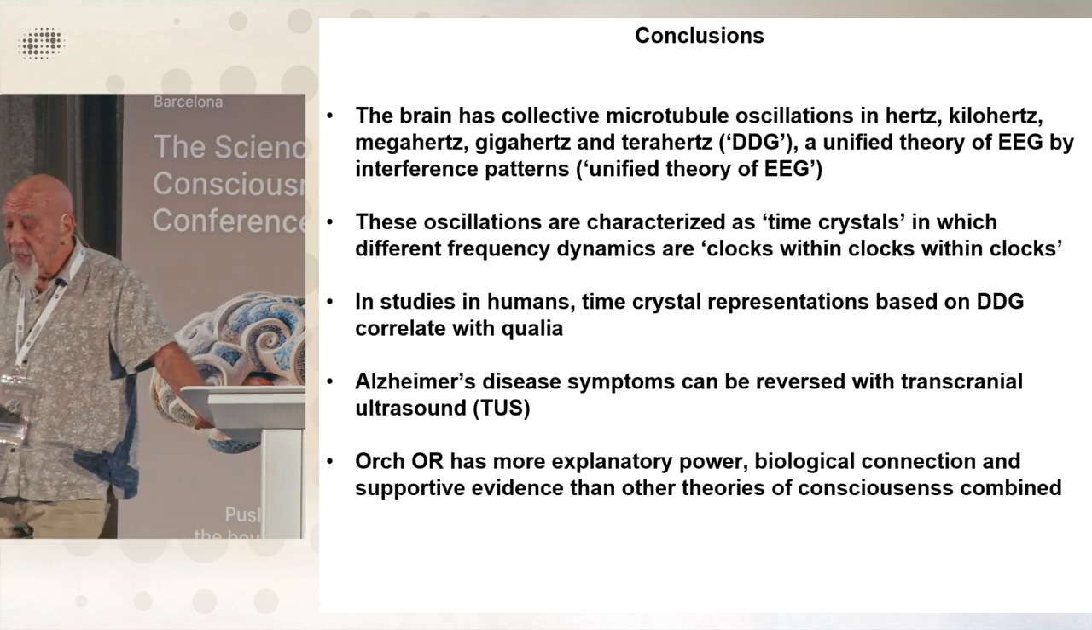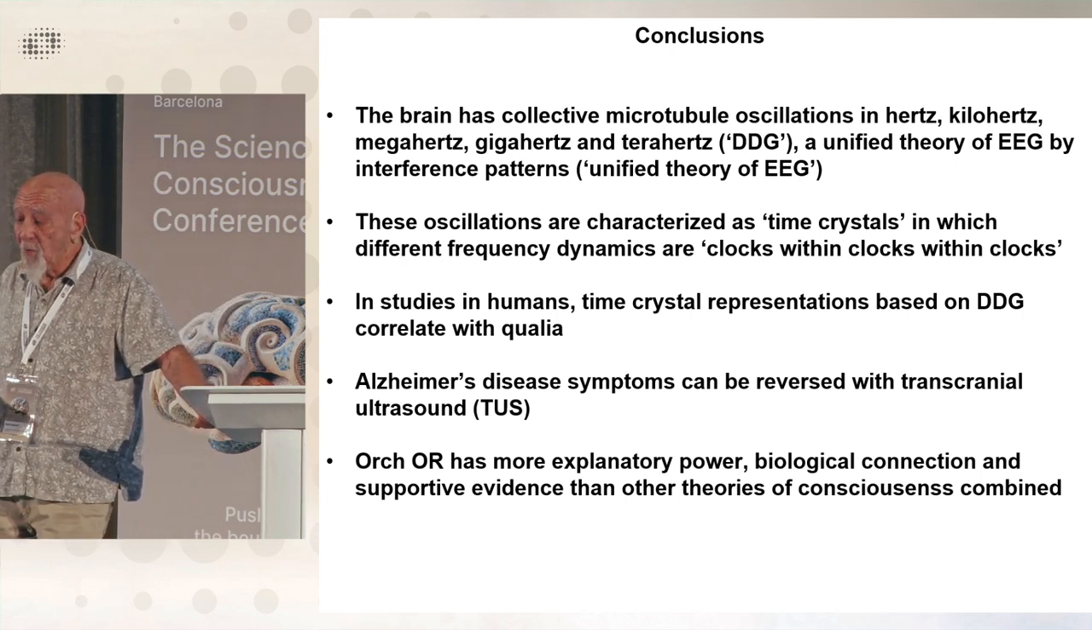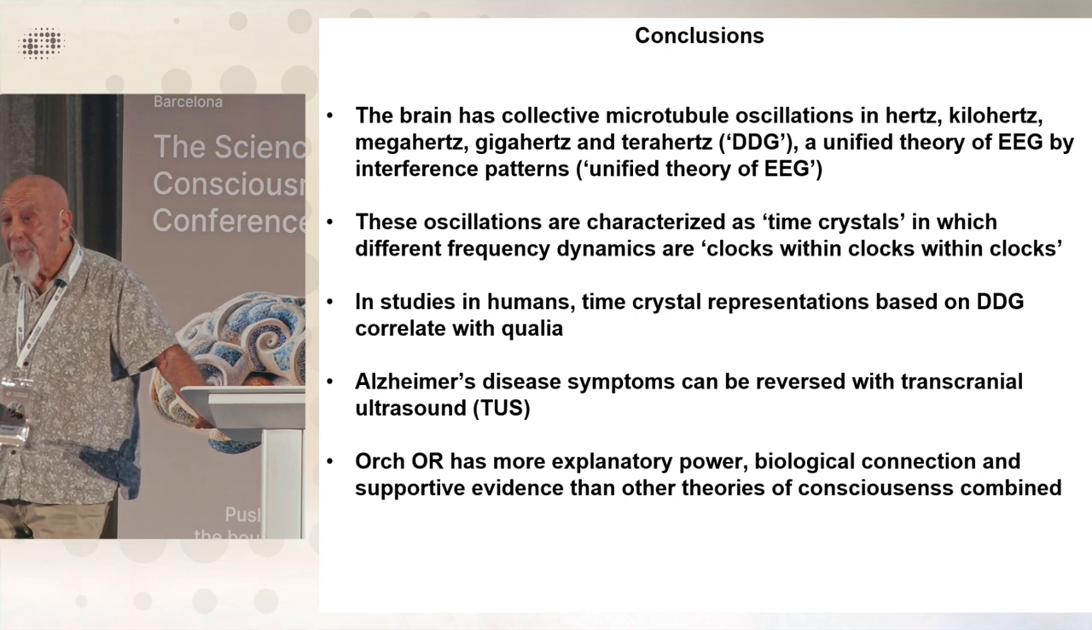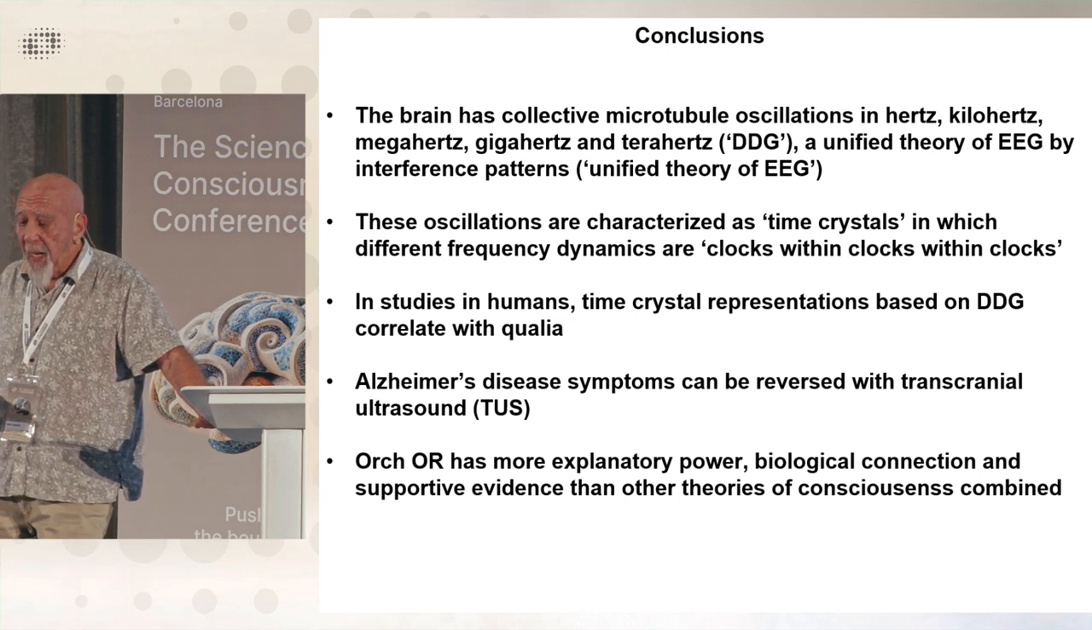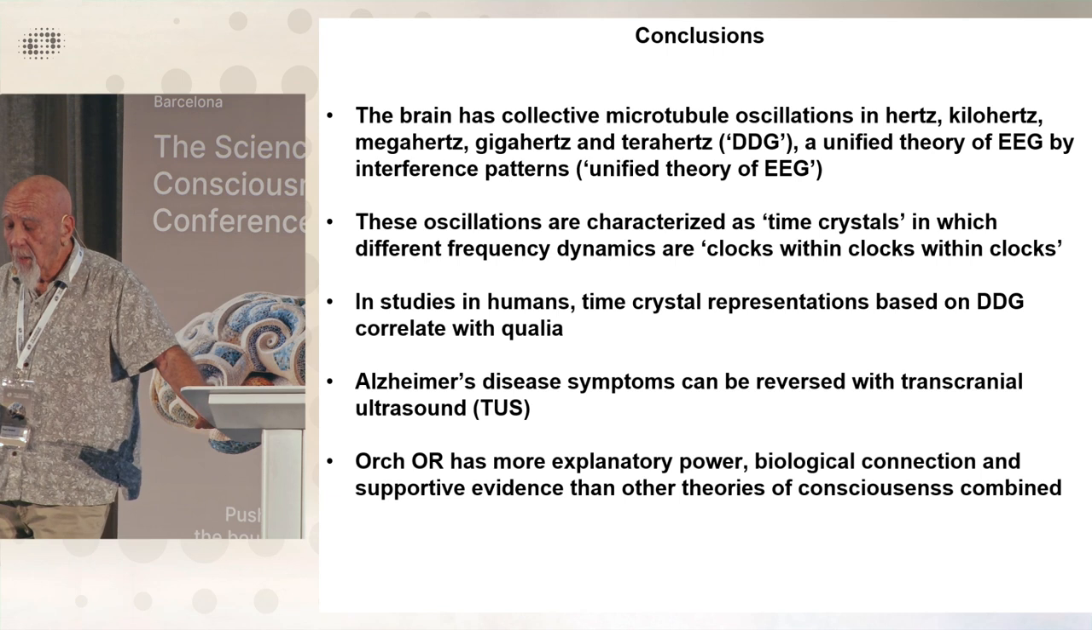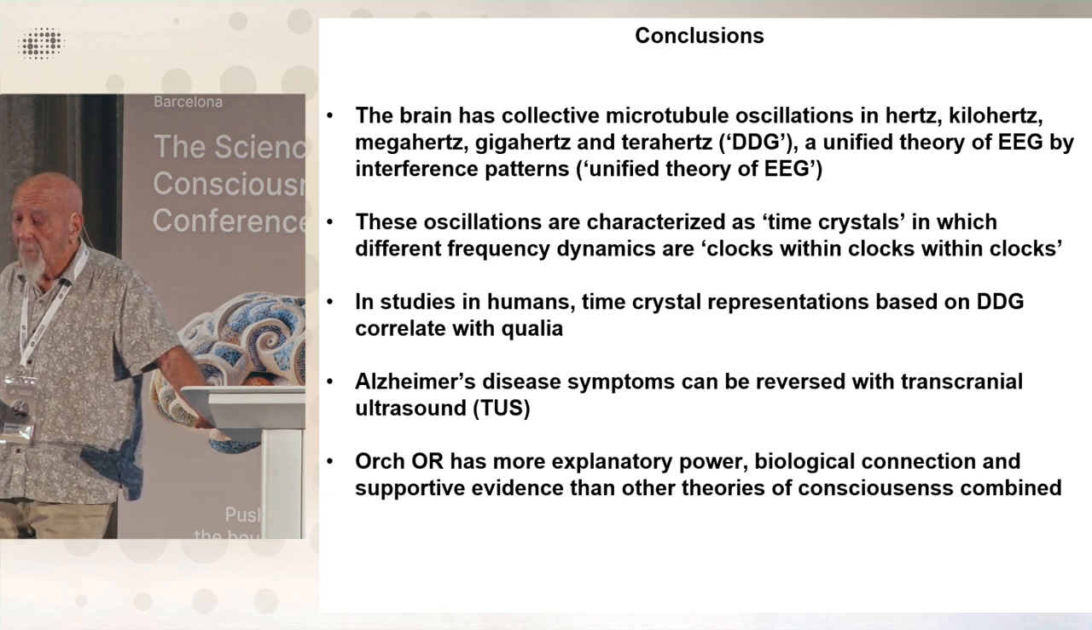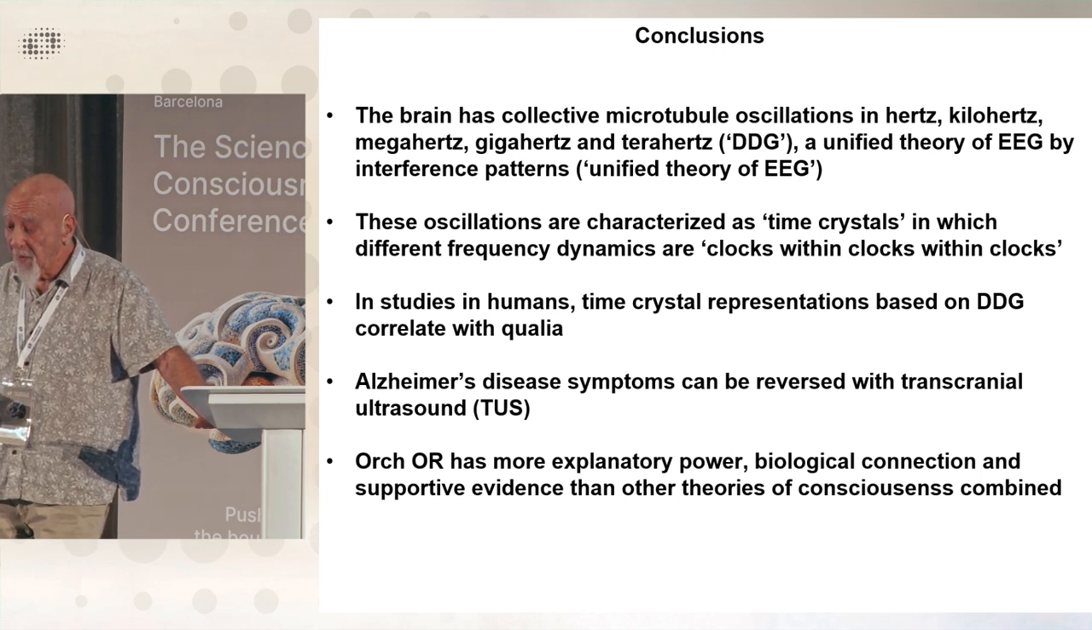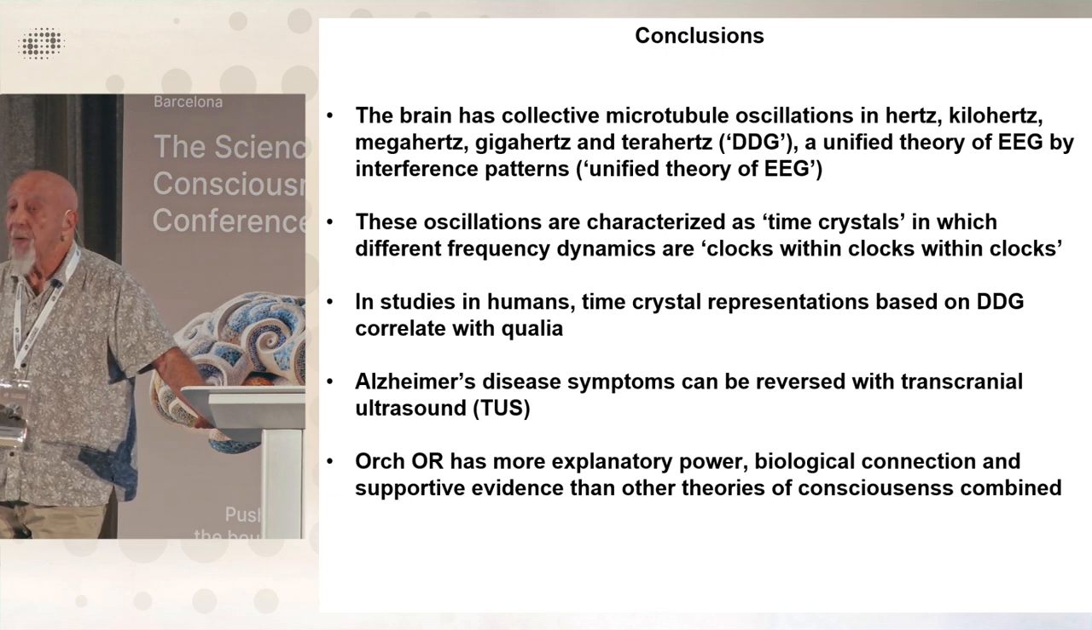Also, Alzheimer's disease can be reversed with transcranial ultrasound, cheaply, safely, easily. And finally, Orch OR has more explanatory power, biological connection, and supportive evidence than the other theories of consciousness combined.